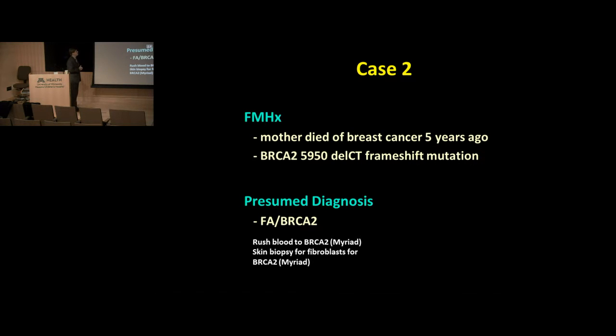In the family medical history, you find that his mother died of breast cancer 5 years ago, and then we know her mutation. And so for us now, we make the diagnosis of Fanconi anemia related to BRCA2. This is another real case that's occurred. And so we now have no time. So now we're faced with a child with Fanconi anemia.